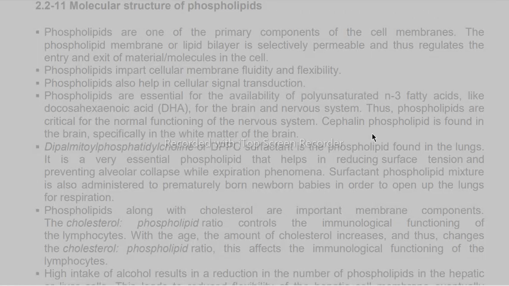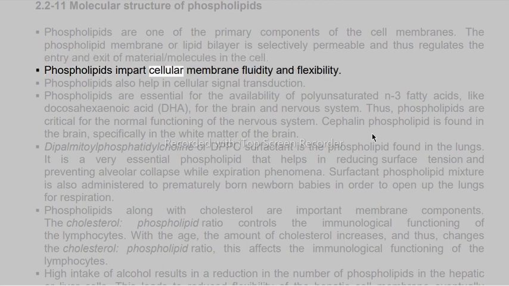February 2nd, 11. Molecular structure of phospholipids. Phospholipids are one of the primary components of the cell membranes. The phospholipid membrane or lipid bilayer is selectively permeable and thus regulates the entry and exit of materials/molecules in the cell.